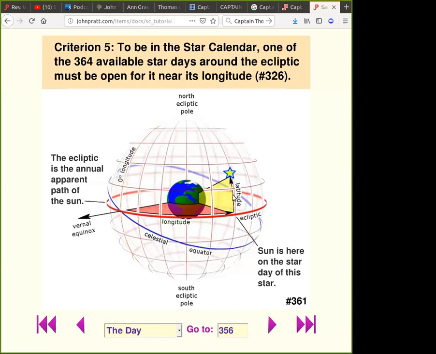But this star has to be in a slot within a few days. It can be maybe 3 or 4 days either way of its slot, because sometimes there's a whole lot of stars right together, and sometimes there's no stars for a while. Anyway, they have to kind of share and do things like that. All right, we're going to move on.